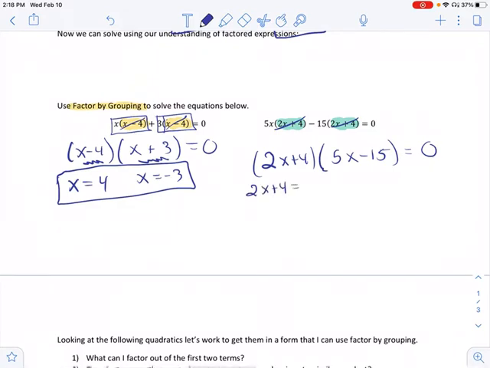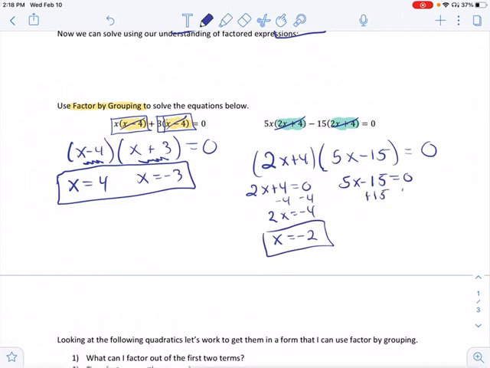So those two things multiplied together are going to equal 0 if 2x plus 4 equals 0, or if 5x minus 15 equals 0. So if I go through and start solving these, 2x equals -4, and I'm going to divide both sides by 2 to get x equals -2 on this side. Here, adding 15 to both sides. Then I'm going to divide by 5 on both sides, so I get x equals 3.